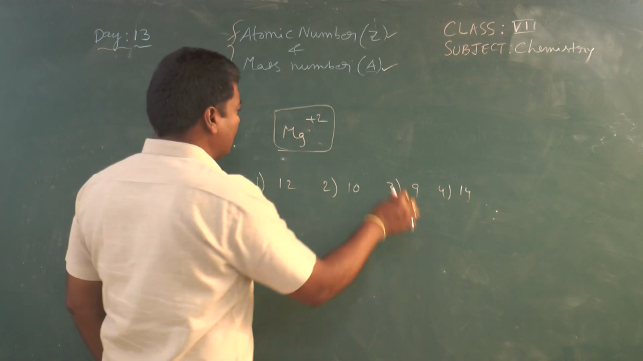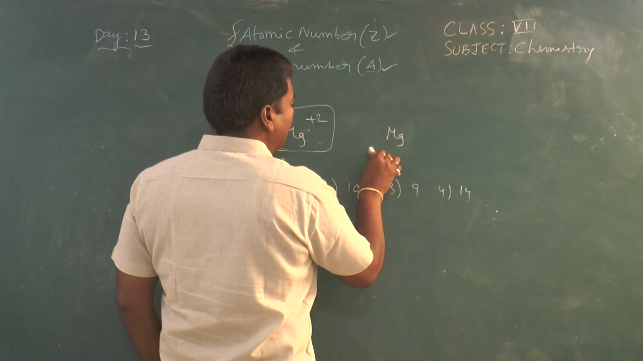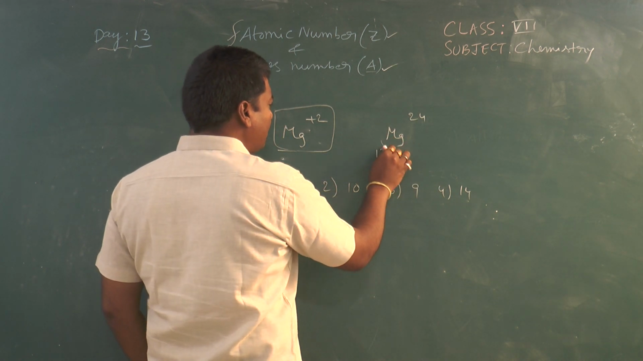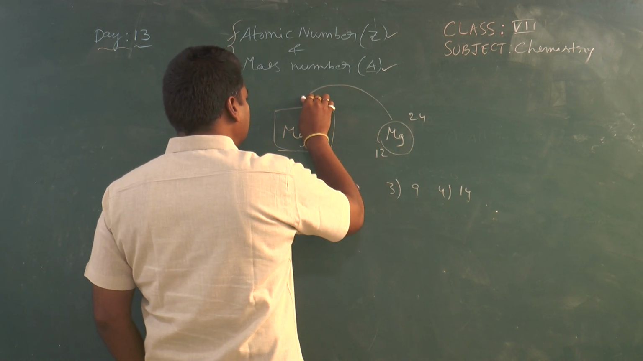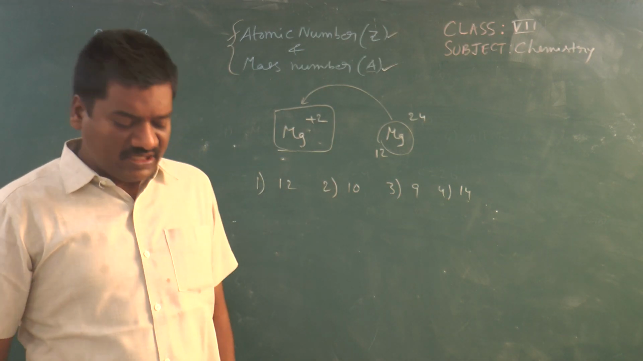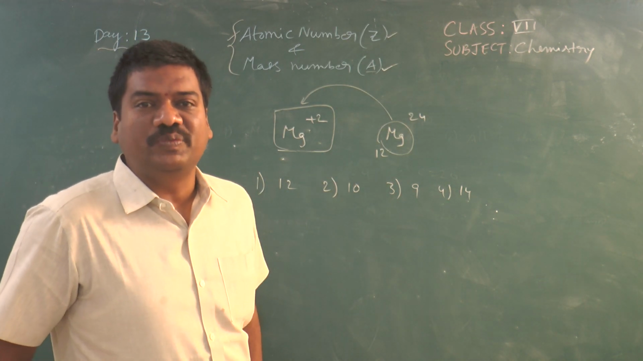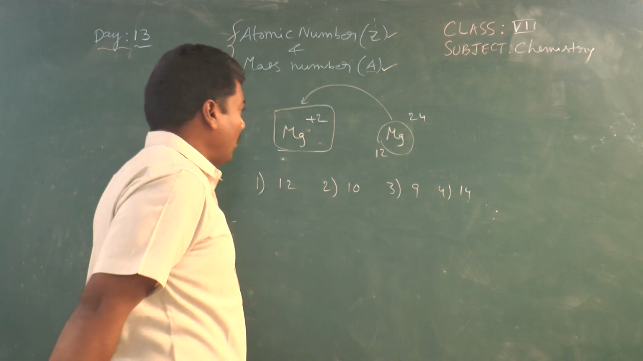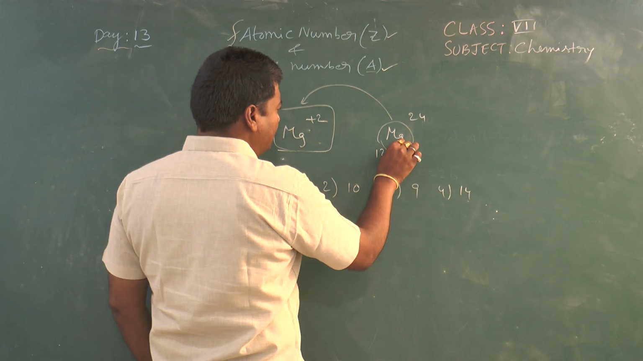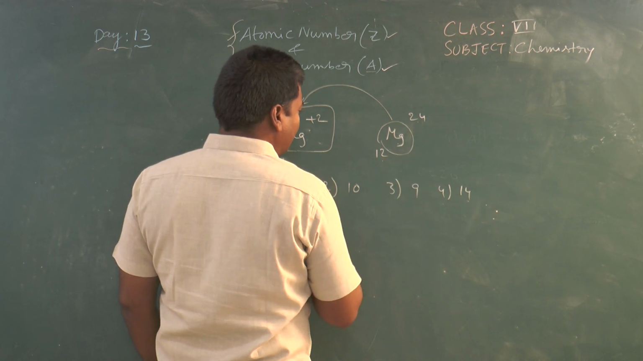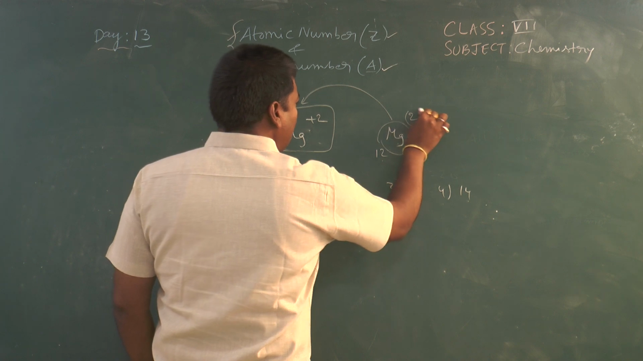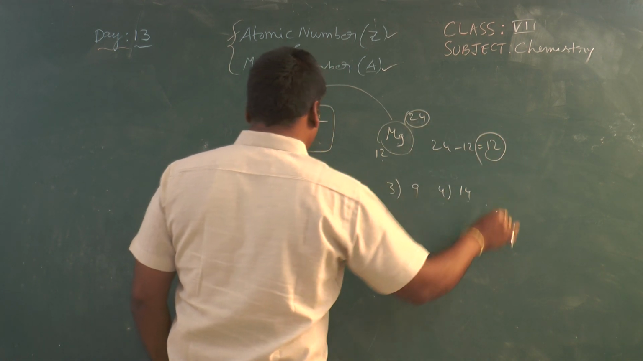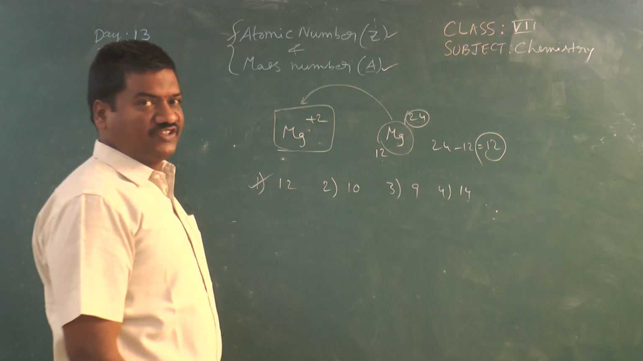Now, what is the symbol for magnesium? It is Mg, the atomic number is 12, and the mass number is 24. What is the difference between a neutral atom and a positive ion? Whether it is a positive ion or a negative ion, the difference is in the number of electrons only. Now for magnesium, the atomic number is 12 and the mass number is 24. Then 24 minus 12 gives the number of neutrons as 12. Then I can take the first option as the answer.